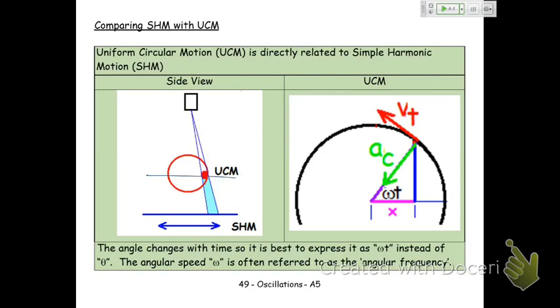Now, most of these symbols are reasonable. I kind of wish they'd put delta x because displacement usually is delta x, but I can live with that position, whatever. Vt, tangential velocity. AC, centripetal acceleration. Omega t. What on earth is omega t?